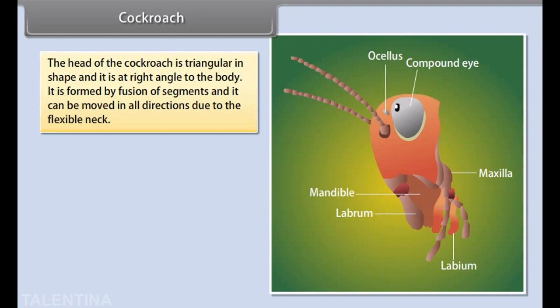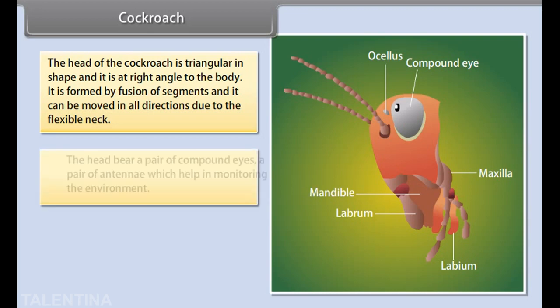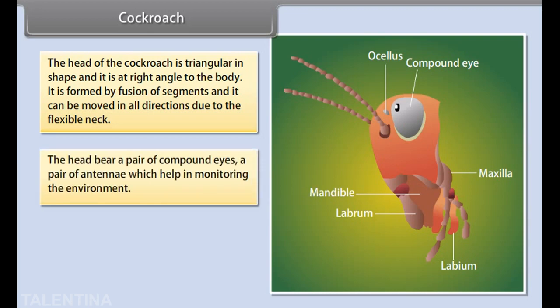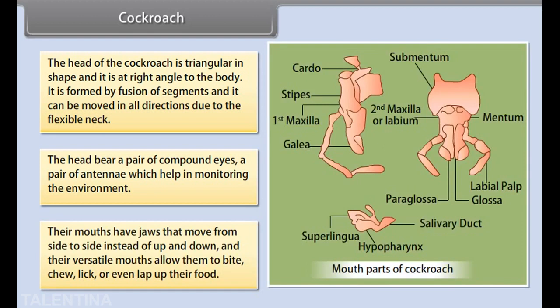It is formed by fusion of segments and it can be moved in all directions due to the flexible neck. The head bears a pair of compound eyes and a pair of antennae which help in monitoring the environment. Their mouths have jaws that move from side to side instead of up and down, and their versatile mouths allow them to bite, chew, lick, or even lap up their food.